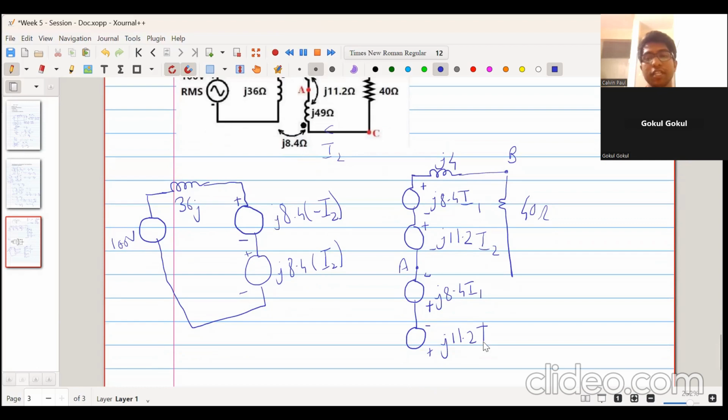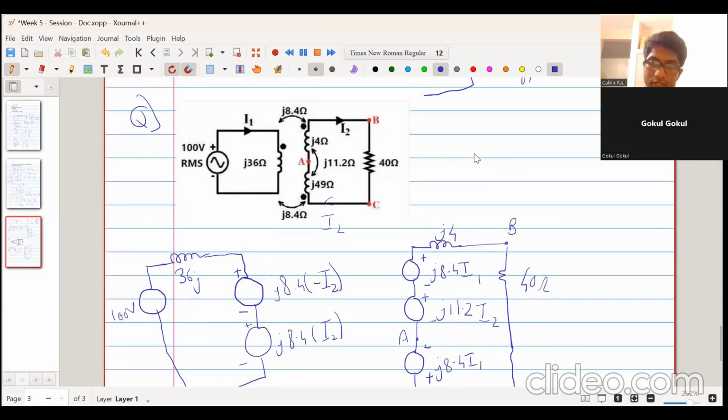Then this will be J into 11.2 into I2. Then we have the drop due to the self-inductance, that is J into 49, and this completes the circuit ABC. So the current I2 is flowing like this. Current I1 is flowing like this.